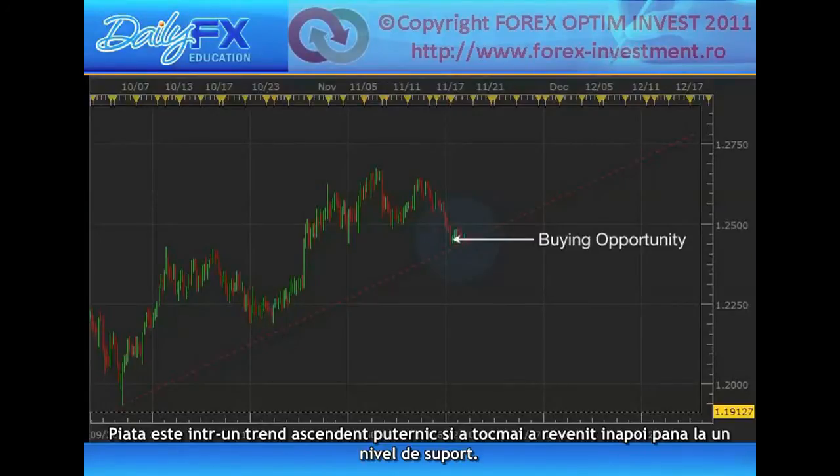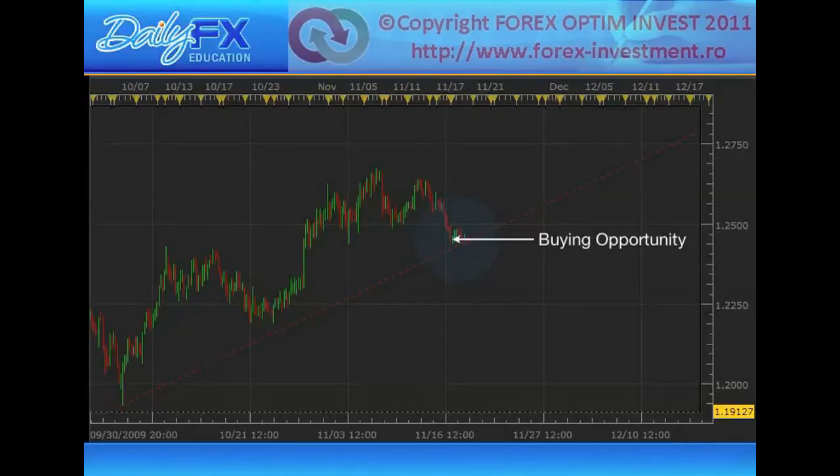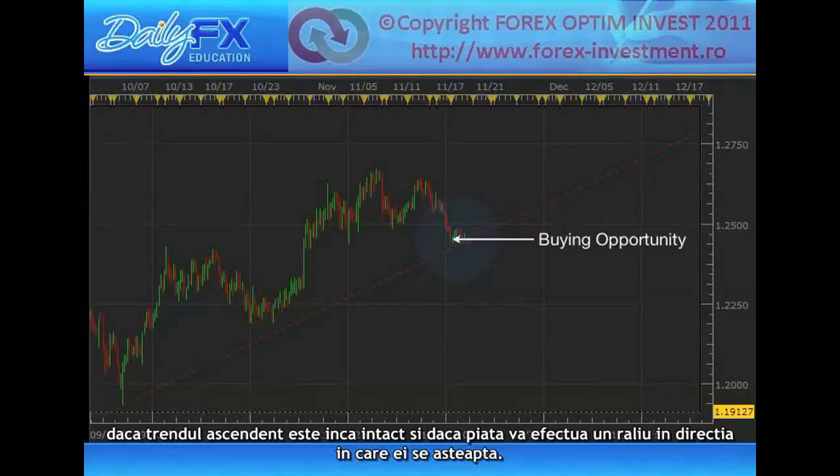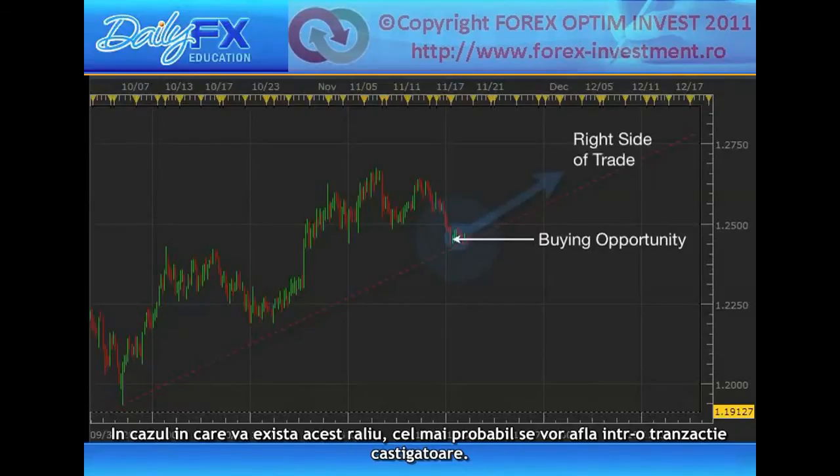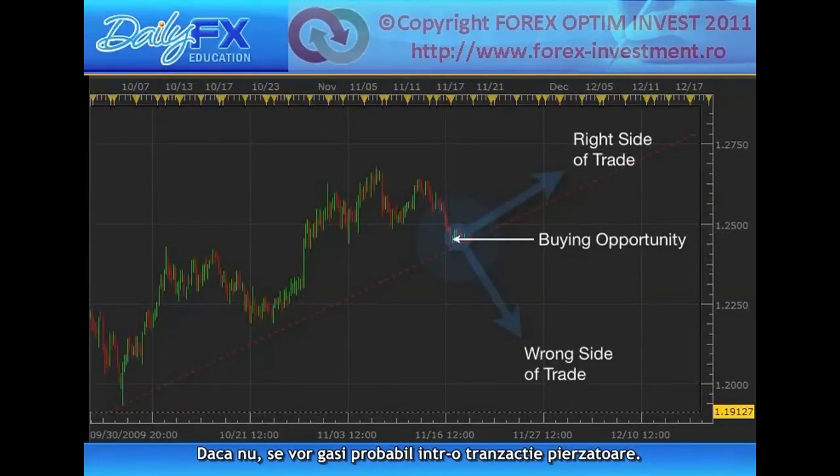Here's an example of a classic buying opportunity. The market is in a strong uptrend and has pulled back down to a support level. At this time, traders can use a technical indicator or a candle formation to help time their entry into a trade. They're looking for a reversal back to the upside in the direction of the prevailing trend. But even then, there's really no way for them to know for sure if the uptrend is still intact and if the market will rally in the direction they expect. If it does, they'll most likely find themselves in a promising trade. If it doesn't, they'll likely find themselves in a losing trade.